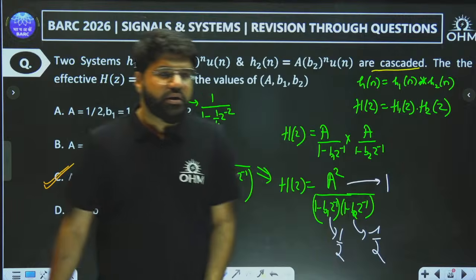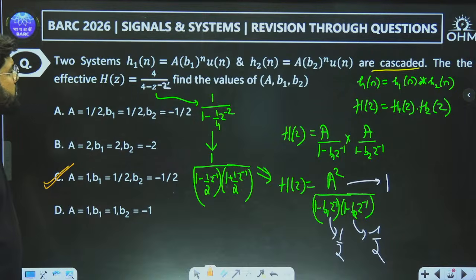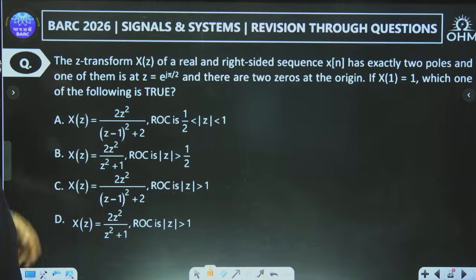Another question from Z transform only. Next one. The Z transform X(z) of a real and right-sided sequence has exactly two poles, and one of them is z equal to e power j pi by 2. And there are two zeros at origin. If x(1) is 1, which of the following is true?